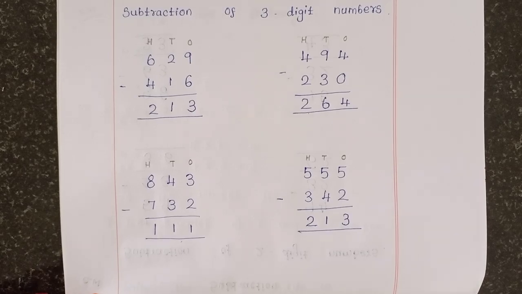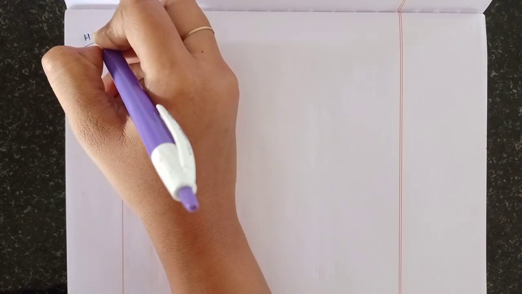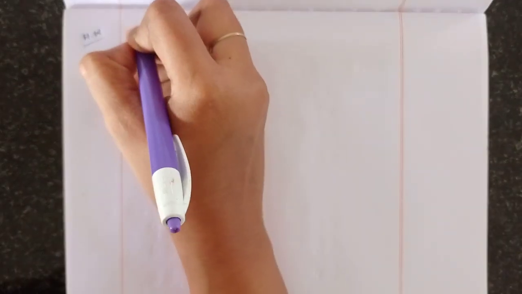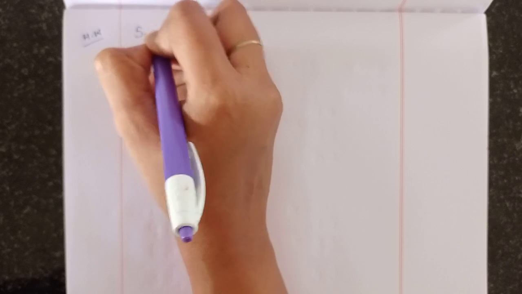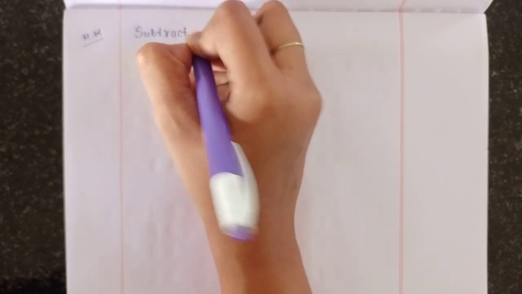Shall we write the next one? Take the next page and write. Homework. All of you write with me. HW, homework. Here you should write today's day and date. Subtract.